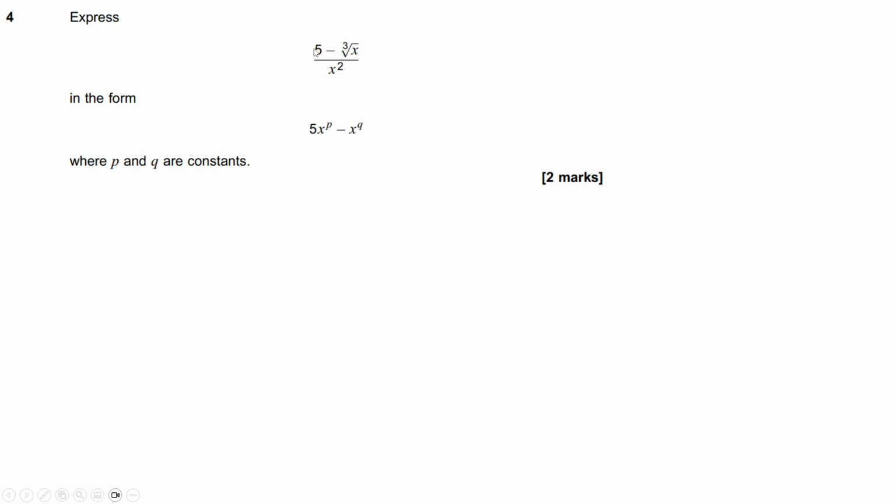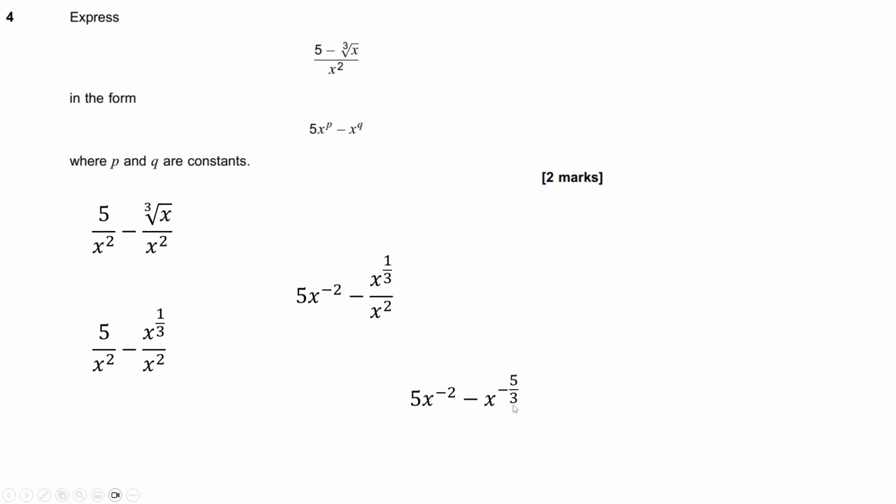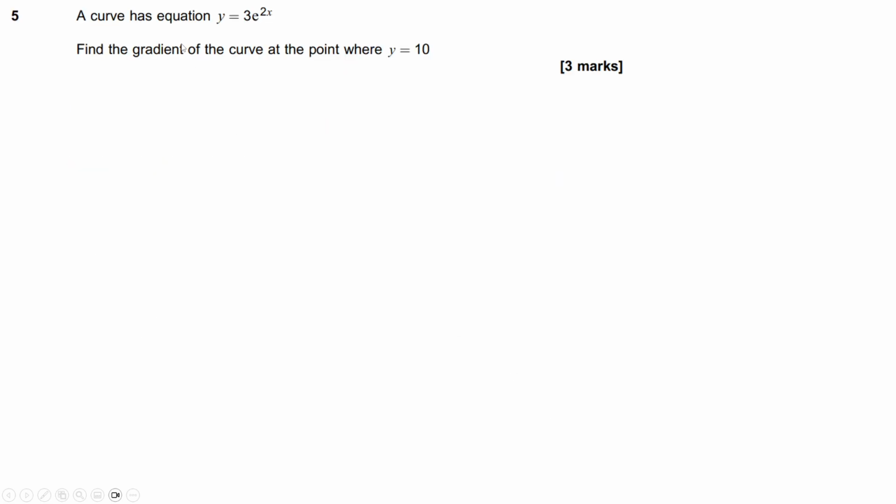We're just splitting this up, so this is 5 over x squared minus the cube root of x over x squared. The cube root of x is just x to the power of a third. And then this here is 5x to the minus 2, and here we're just subtracting the powers. A third minus 2 is just minus 5/3, and that's your answer.